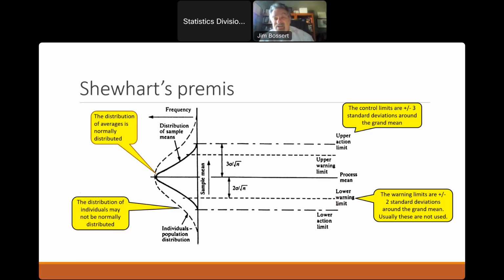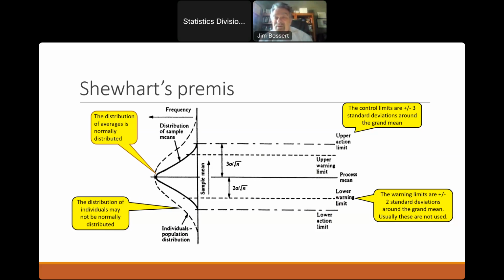He also said, if I do that and I'm assuming a normal distribution, that means that 99.27% of the time, everything should be fine. But if I get something that's really critical, I might want to react sooner.